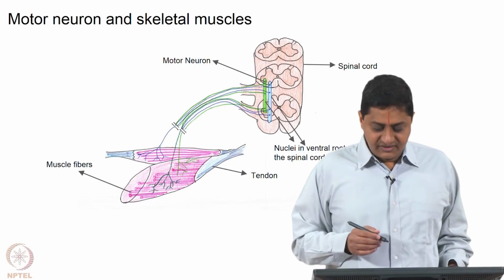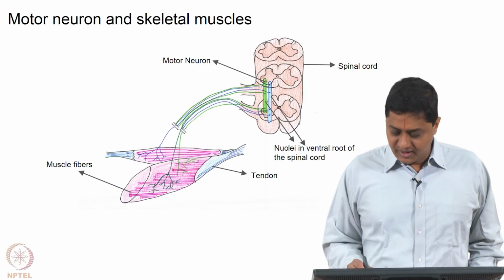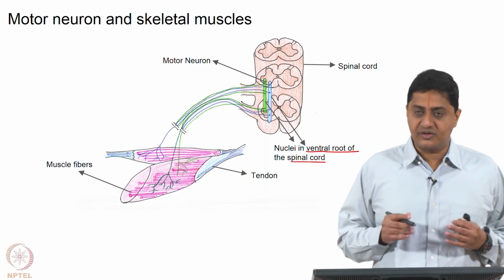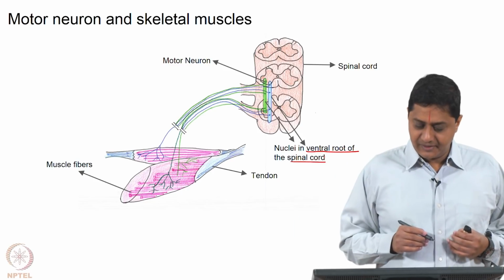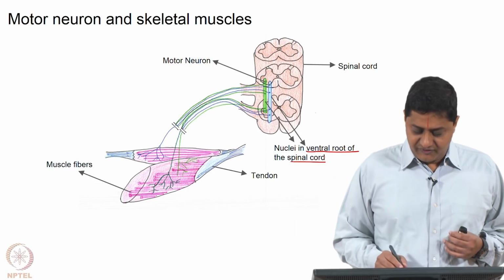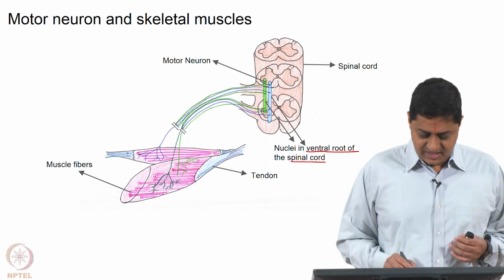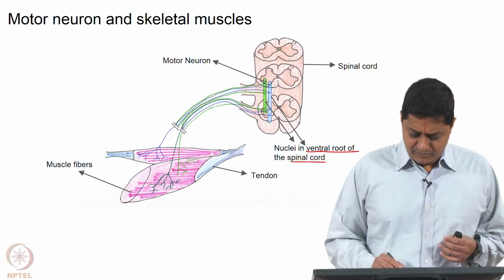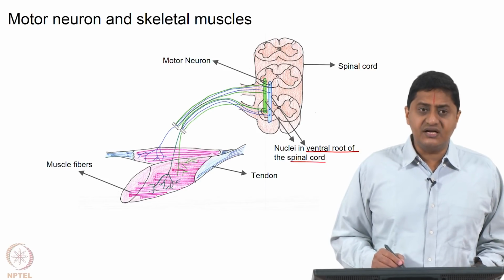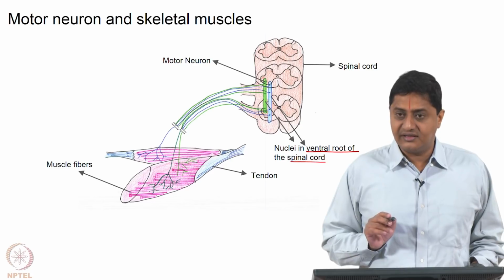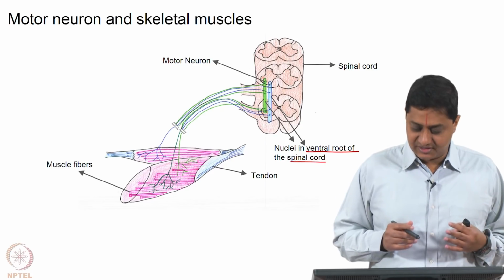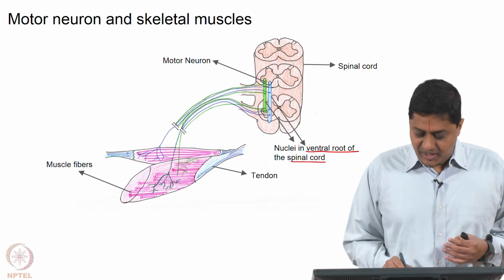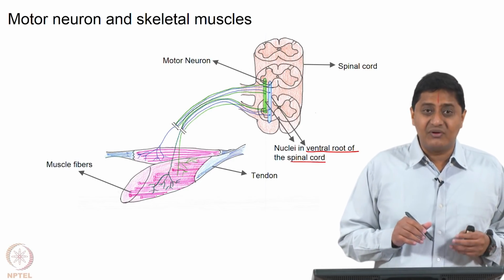So, there are several things. The motor neurons themselves are located in the ventral root of the spinal cord, in the ventral root ganglia on the spinal cord. For a given muscle, all the neuronal innervations need not come from the same motor neuron; they can come from multiple motor neurons. In other words, different nuclei can control different parts or different muscle fibers within the same muscle.